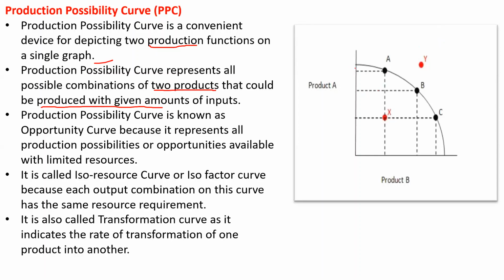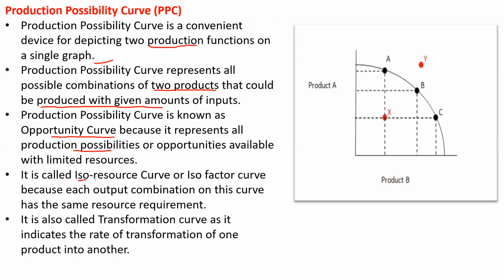So the PPC curve, that is production possibility curve, it represents the all possible combination of two products, product A and product B, that can be produced using the given level of inputs. Now, this curve is also known as opportunity curve because it represents the production possibilities or opportunities available with the limited resources. जो भी हमारे पास resources है, उसे हम कैसे इस्तेमाल कर सके, कौन से opportunities है, तो इसलिए उसे opportunity curve कहते हैं.